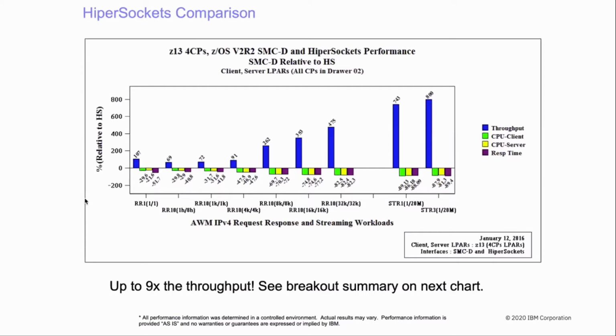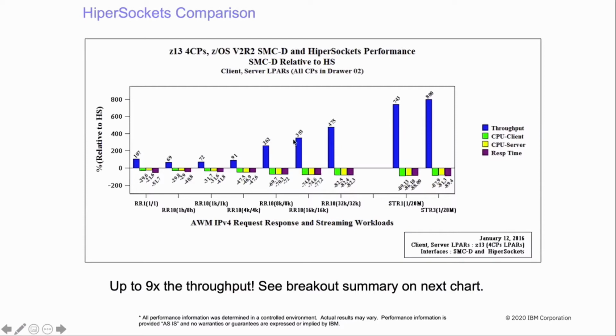Hypersockets is a memory-to-memory technology. It's very efficient, but it still uses packetizing, still uses the TCP/IP stack, whereas SMC-D basically communicates directly. And you'll see by the time we get to 16K or 32K, you're getting 4 and 5 times the throughput, and you're starting to see 70 and 80% CPU savings for exchanging this amount of data. And the response time in purple is also up around 80%.